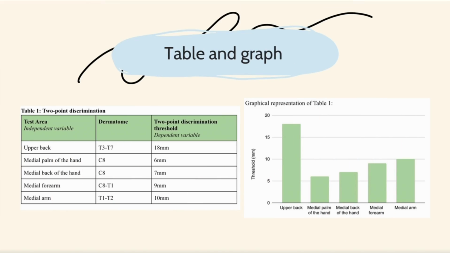In our results, in both the table and the graph, we can note how the sensitivity varies greatly, which shows that areas with more sensory receptors like the hands have a much finer sense of touch than those with lesser sensitivity, such as the upper back.